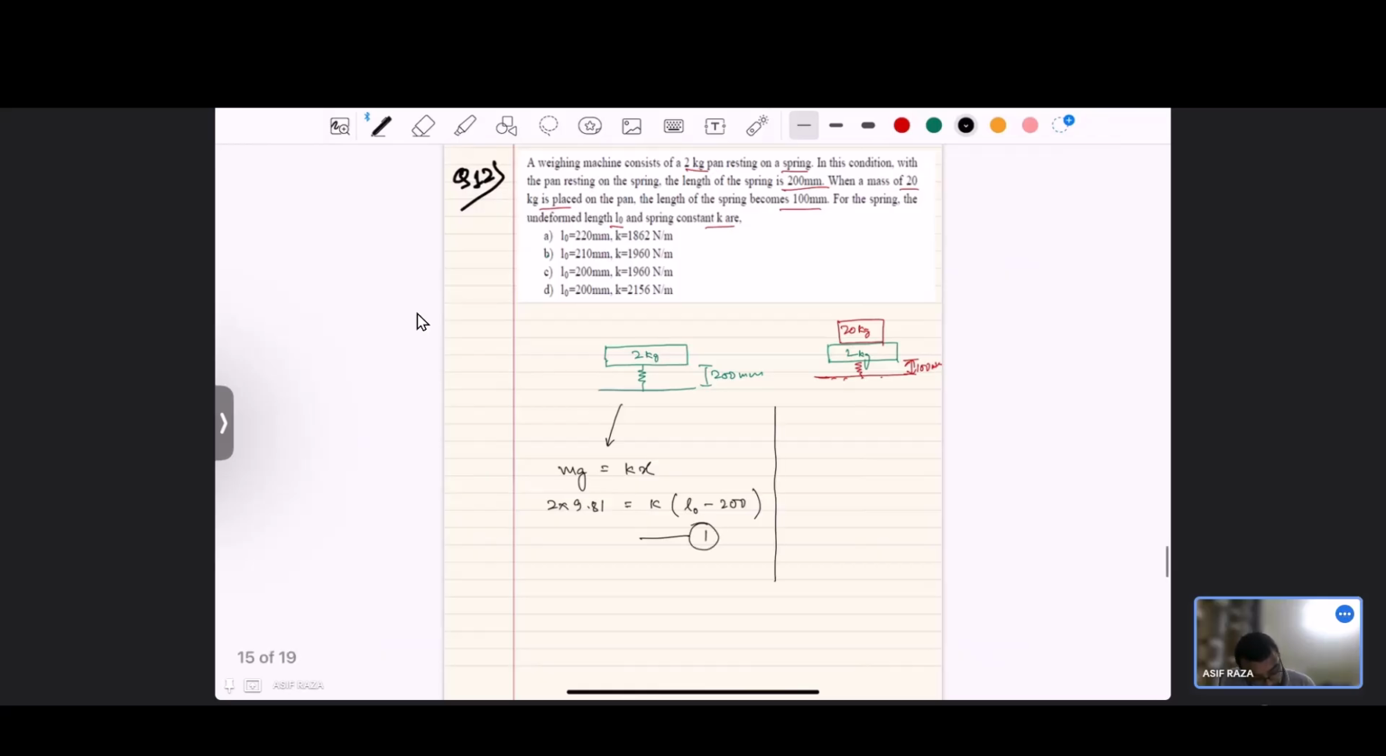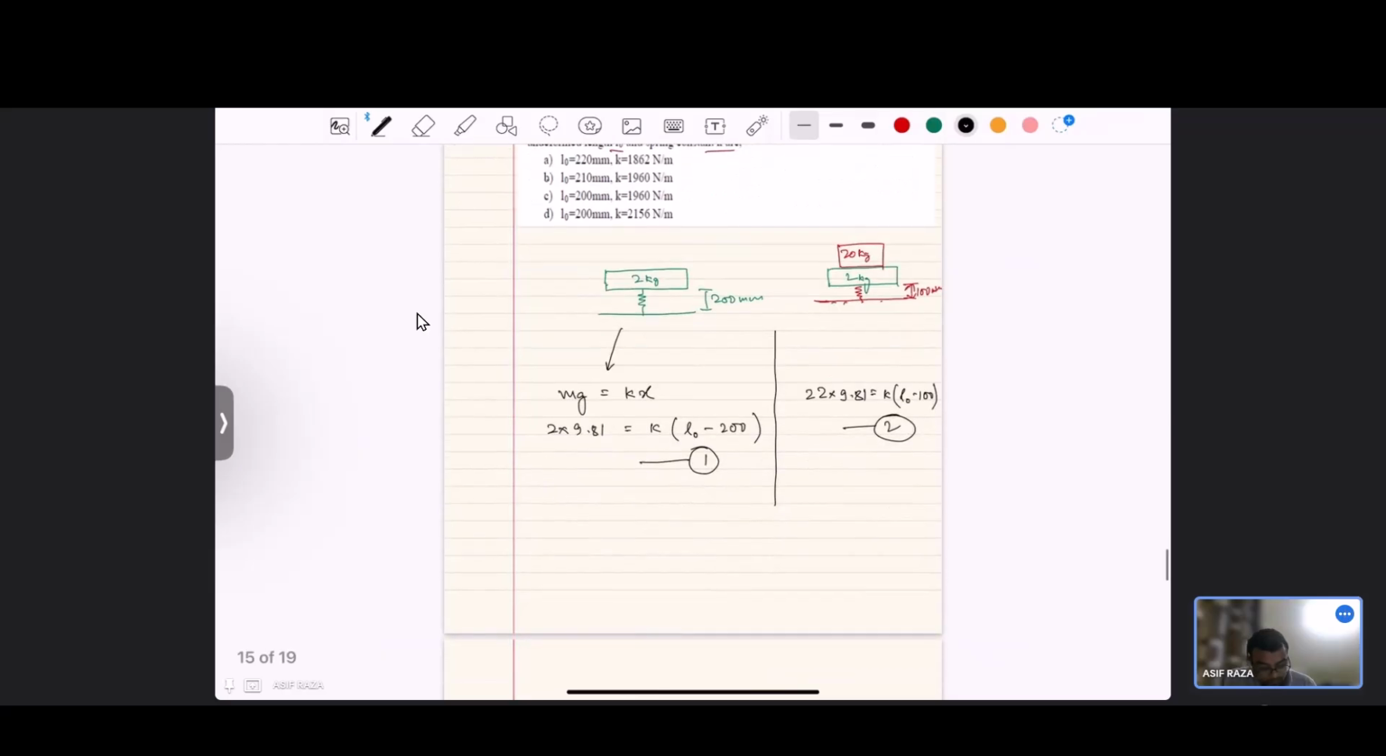The second, it would be 22 g, so 22 into 9.81, K times L0 minus, now the spring length is 100. So this is my second equation. Two equations, two unknowns, we can solve it, right?